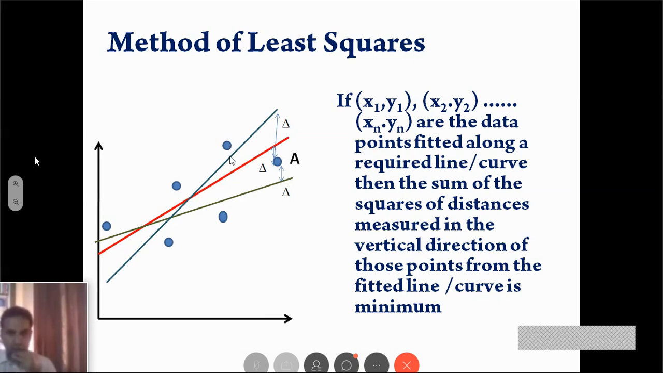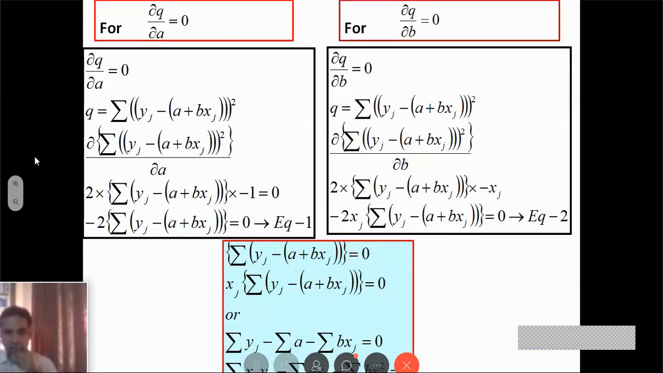Now, if you take the difference that this point has with a line, this point, this point, this point. So, if you square these differences, square this vertical distance, and sum it up, which line gives the least sum is the best fit line? I suppose you got it. Which line gives the least sum?